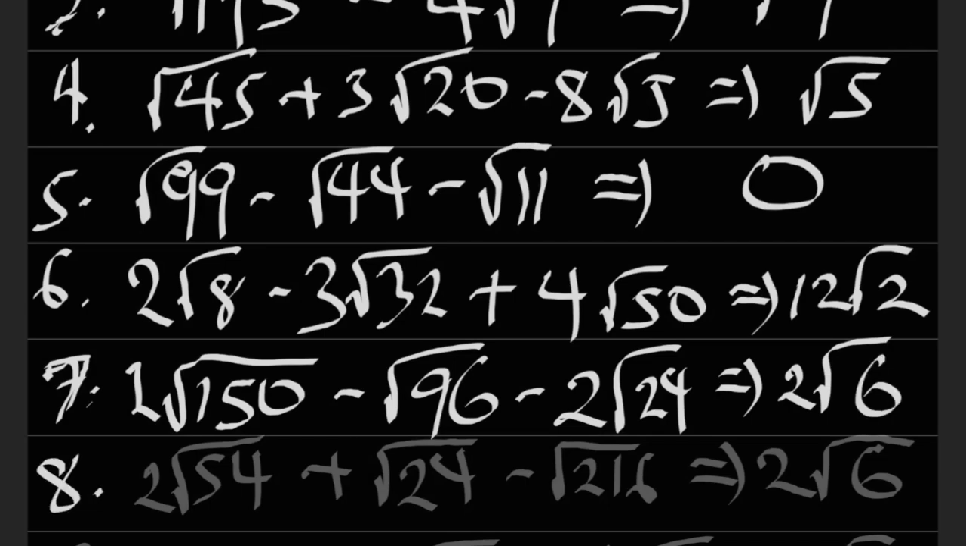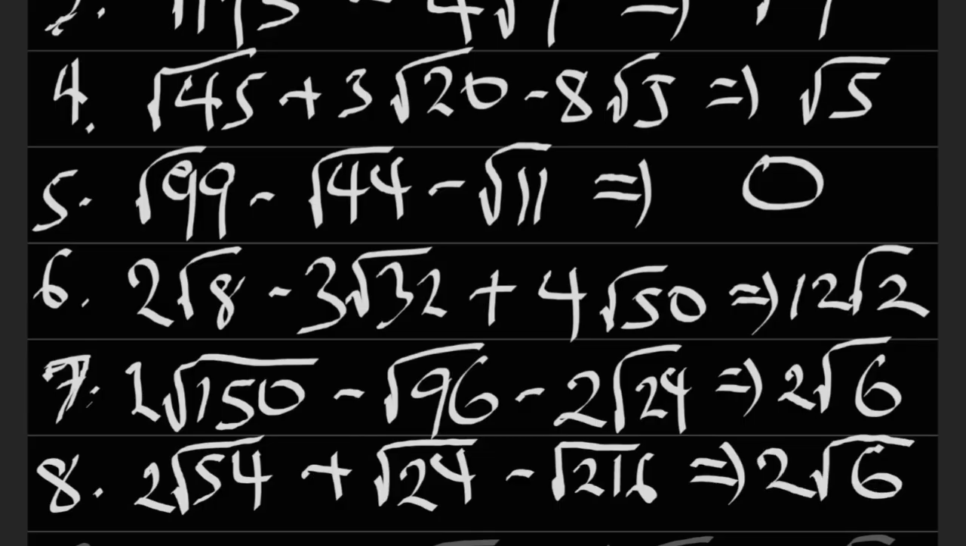Question number 8. 2 root 54 plus root 24 minus root 216. If your work is correct, you are going to obtain this answer, 2 root 6.